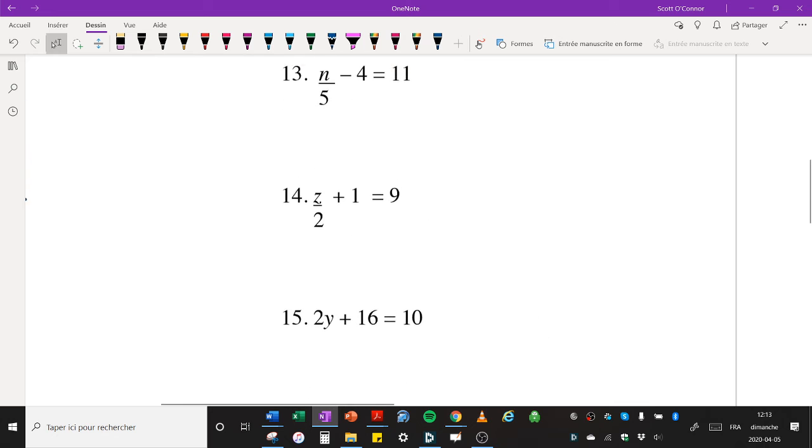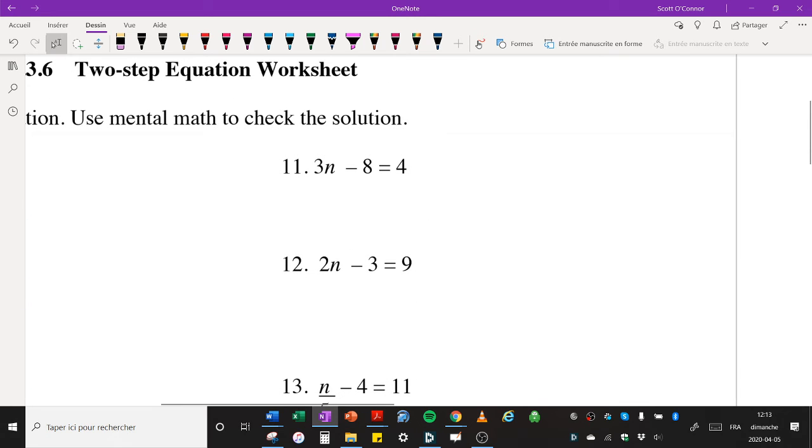Okay, looking at question number 11, 3n minus 8 equals 4. Minus 8 is in the way, multiply by 3 is in the way. So what am I going to do? I'm going to add 8 to both sides to get rid of the subtract by 8. I get 4 plus 8. I get 3n equals 12.